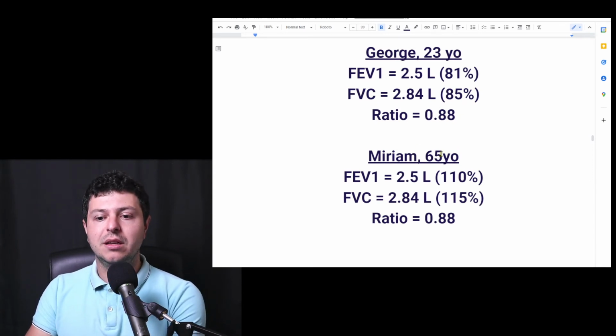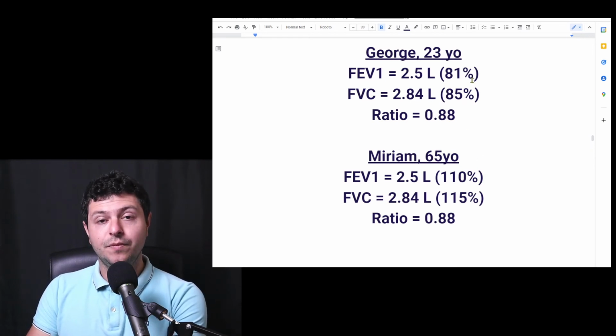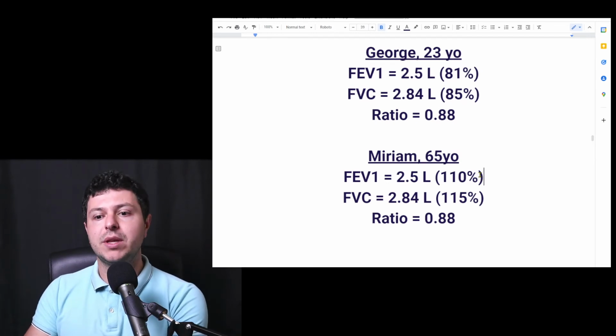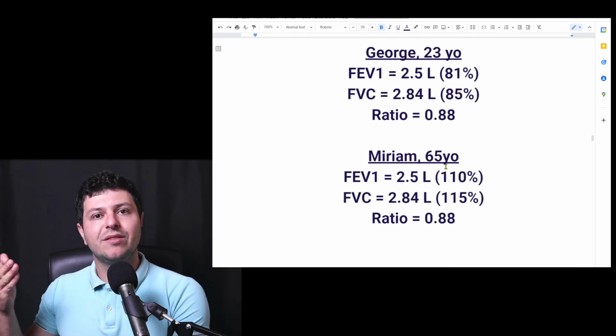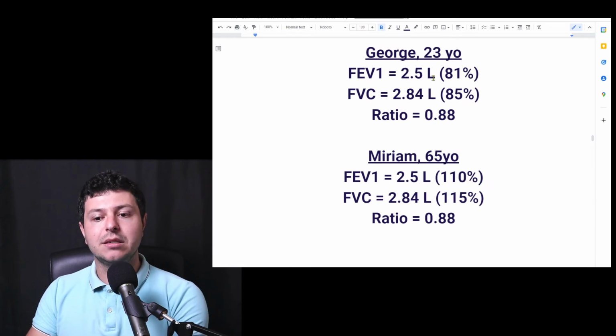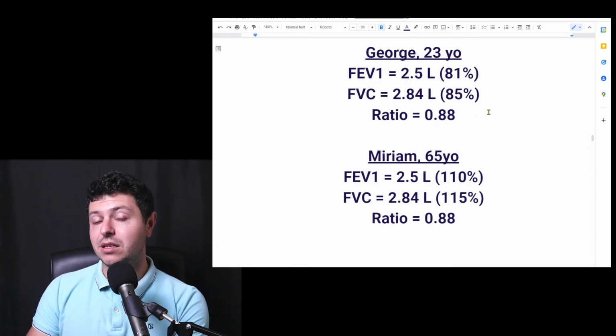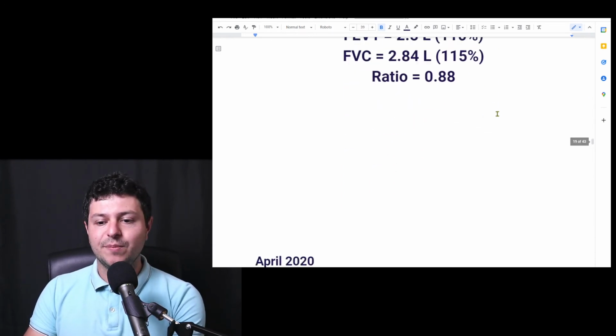So this is just to show you that the liters may be the same, but the percentages may differ, and it may all still be normal. It's a spectrum. It's not something that fits every person the same. George, because he's young and he is a male, may have different predicted values. Miriam, because she's slightly older and female, may have different predicted values. I didn't put the heights here, but the heights may be different. The ethnicities may be different. So all these things matter.